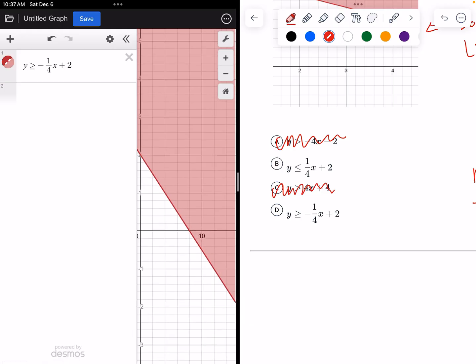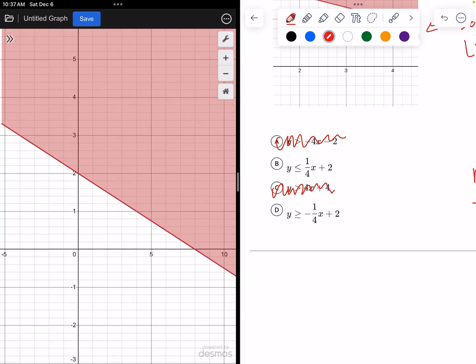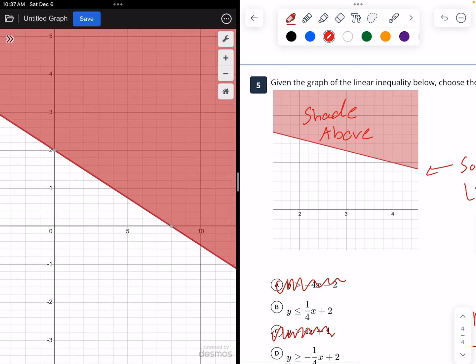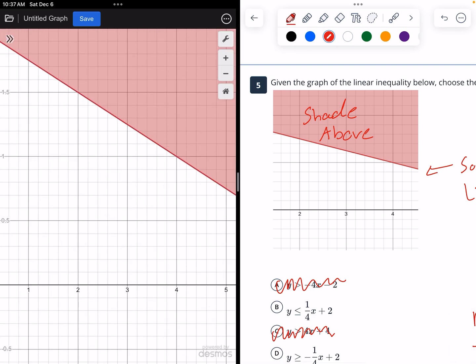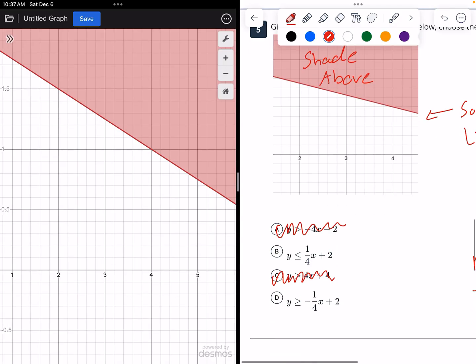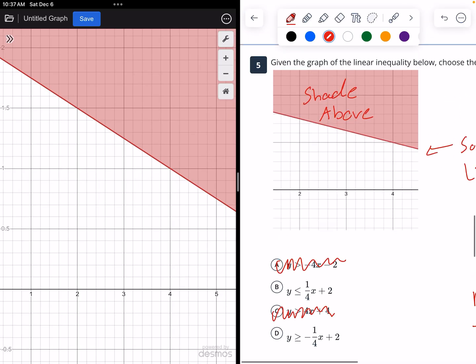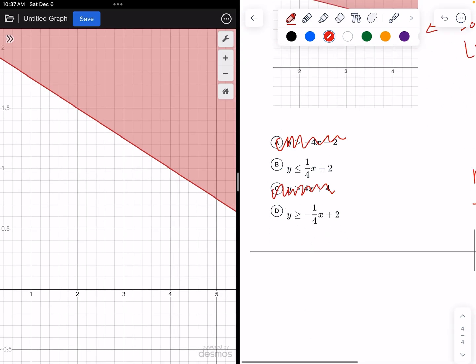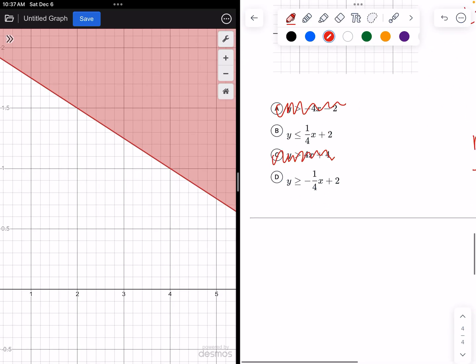Okay, this one's a little bit better. That looks pretty similar, right? If I zoom in a little bit more, you can hopefully believe that those are supposed to be the same. And again, this one is shaded above like this graph right here. That should tell us that our answer will be D.